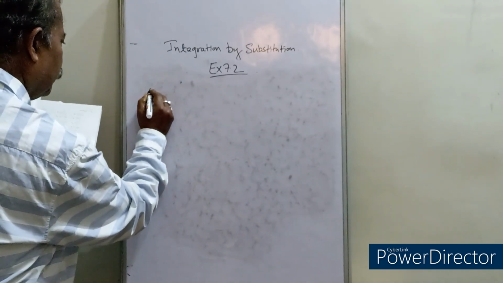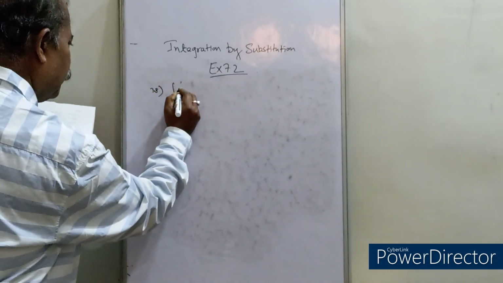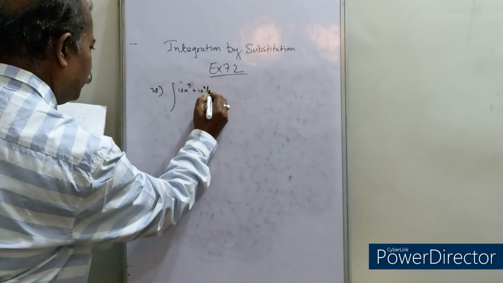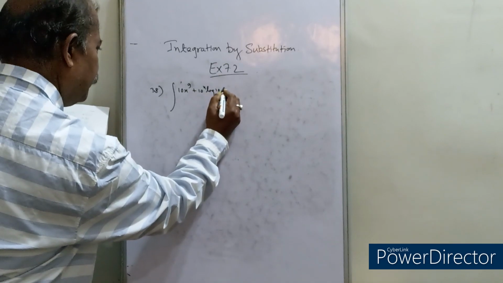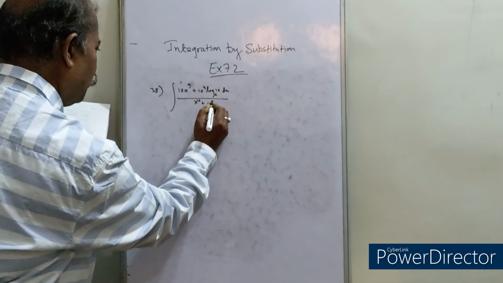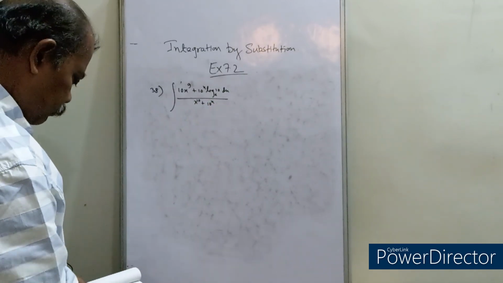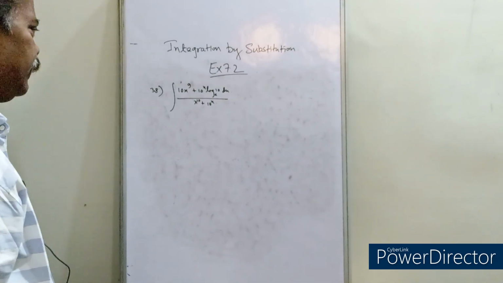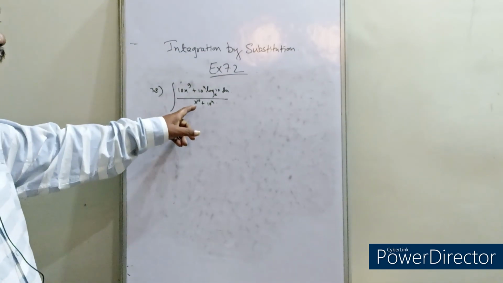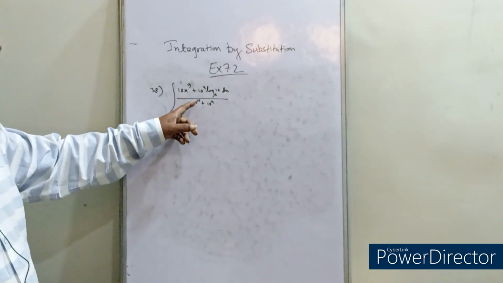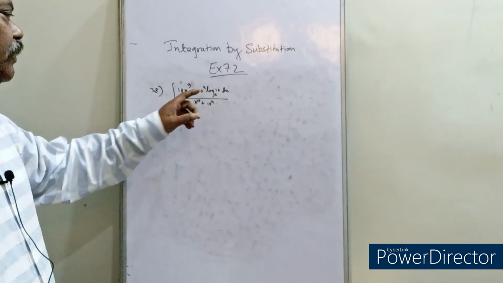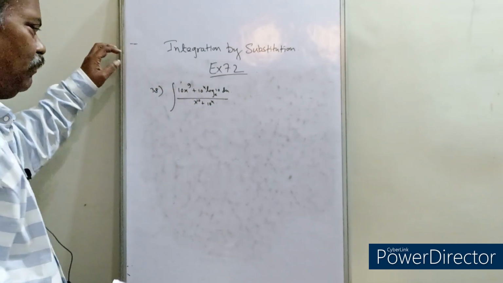Question 38: integration of (10x^9 + 10^x log_e 10) dx divided by (x^10 + 10^x). Here I want to say something: suppose this denominator is t. The differentiation of x^10 is 10x^9, and the differentiation of 10^x is this one. How the differentiation of this comes, I will show you.